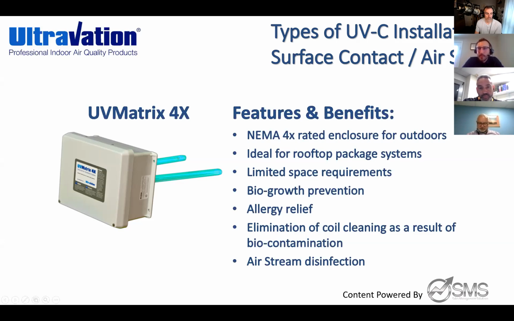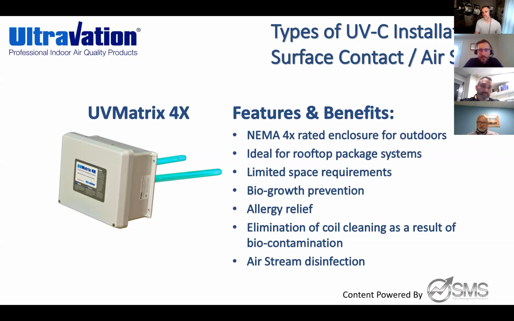So, types of UVC installation: surface contact, Airstream, getting into the UV Matrix 4X, and we can recommend these according to the type of product you're looking for. The biggest difference between this and our other products is that it has that 4X NEMA rated enclosure for outdoors. So this is ideal for rooftop packaged systems. It requires limited space, and offers the same things: biogrowth prevention, allergy relief, elimination of coil cleaning as a result of biocontamination, and Airstream disinfection. The biggest takeaway is that it's weatherproof.